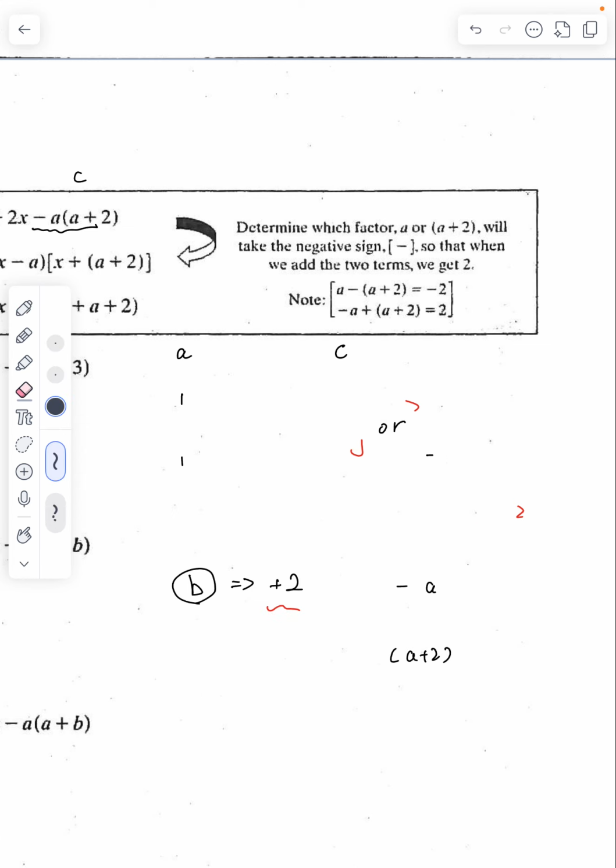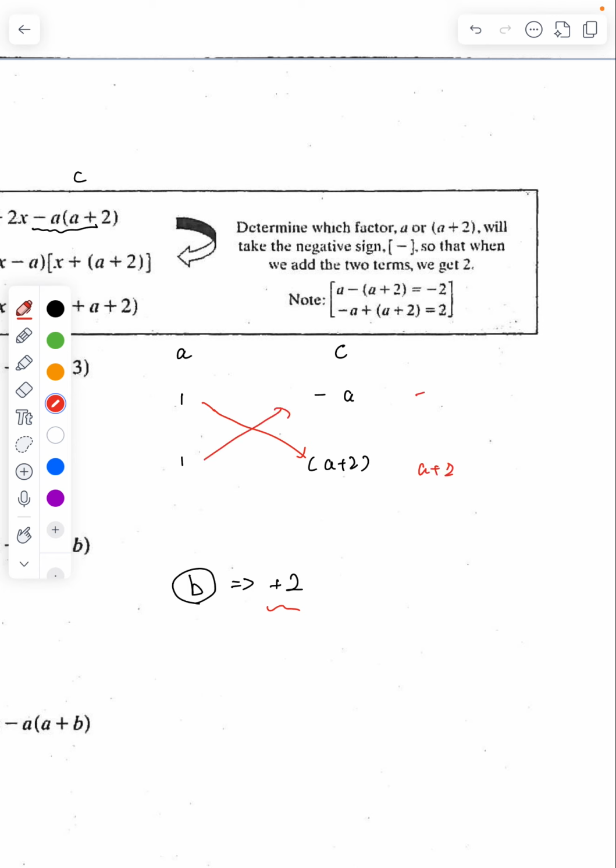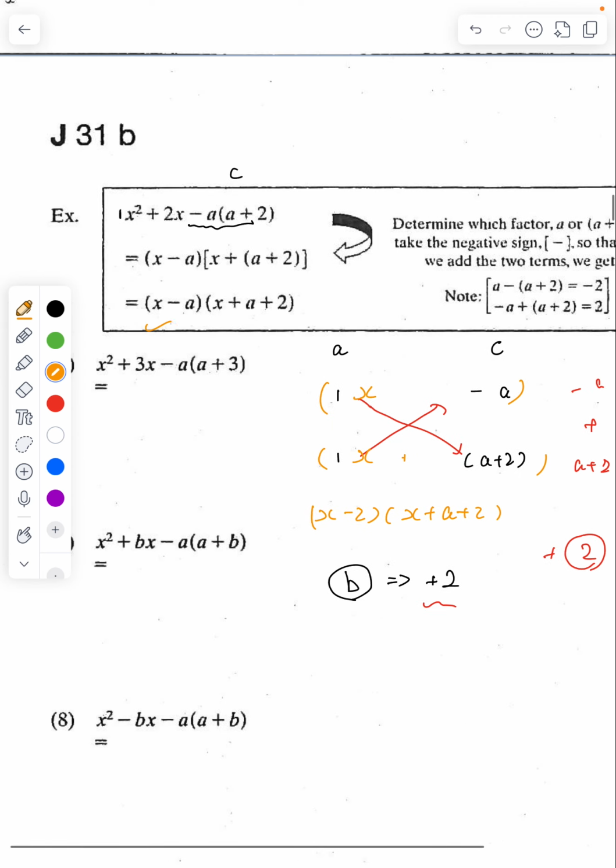If that's not going to work, we are going to use the other one over here. So let's see if we're able to do that. 1 times a plus 2 is a plus 2. 1 times negative a is negative a. Add them together, I have 2. Perfect. Which means that my factorization should look like 1 times x minus a, 1 times x plus a plus 2. So eventually, x minus a, x plus a plus 2. And that's our factorization.